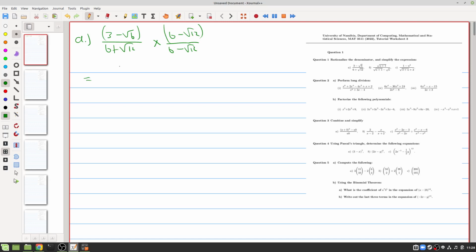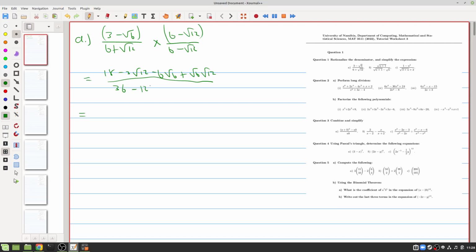So that will give us 3 times 6 is 18. 3 times negative root 12 is negative 3 root 12. Minus 6 root 6. And then plus root 6 times root 12. At the bottom we've got 6 times 6 is 36. These will cancel out the middle terms: minus 6 root 12 plus 6 root 12 will cancel out. And then at the end, we've got root 12 times negative root 12, so the roots will cancel out, and that'll just give us that.